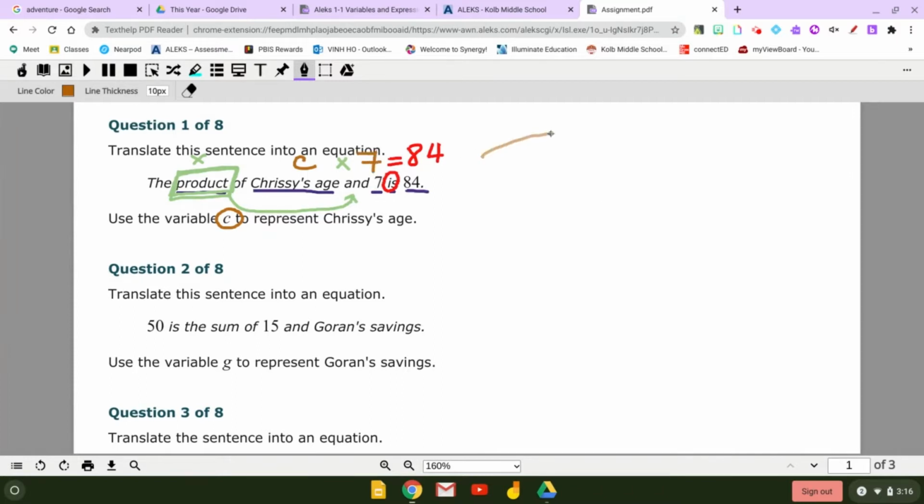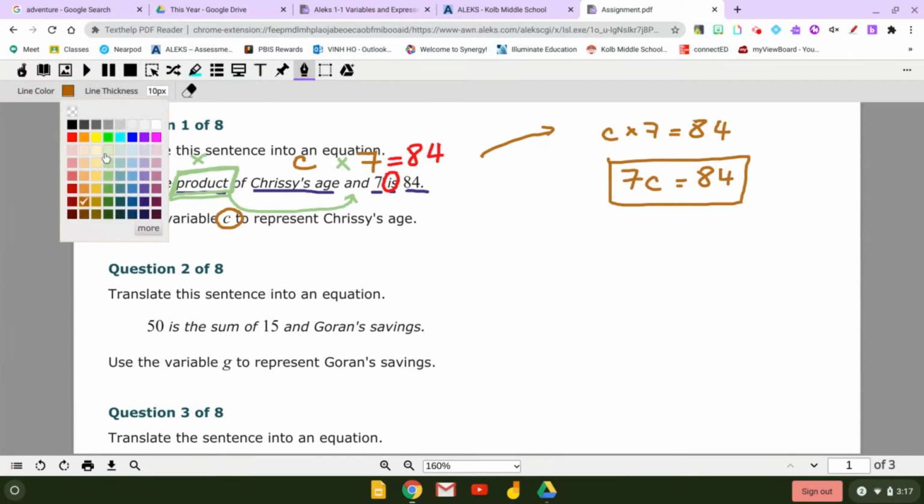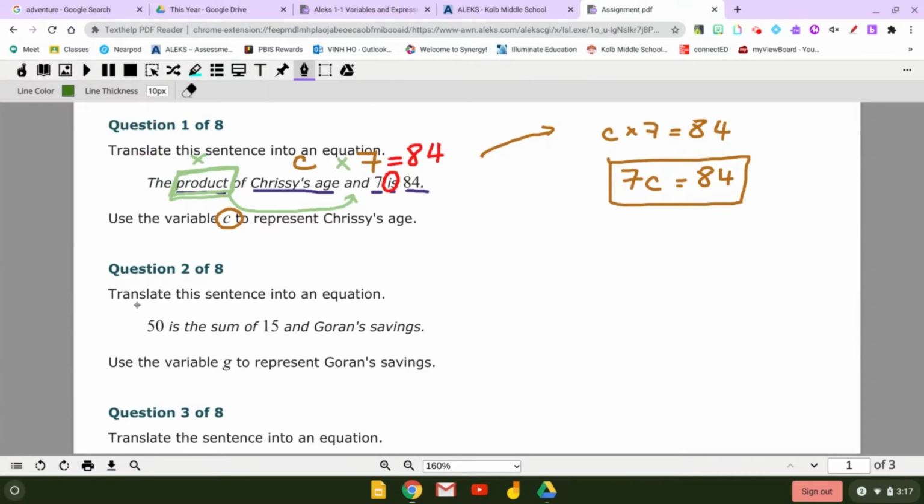I'm going to take this to the side so you can see it more clearly. So basically C times 7 equals 84. Okay, this is good, but we normally see it as 7C equals 84. This way the equation looks nicer and is in the correct format, the number in front of the letter. No worry if you don't get it the first time. We're going to see a couple more. We have like 8 examples on this one. Okay, we're going to look at the second one.